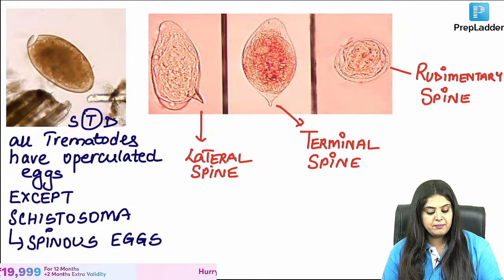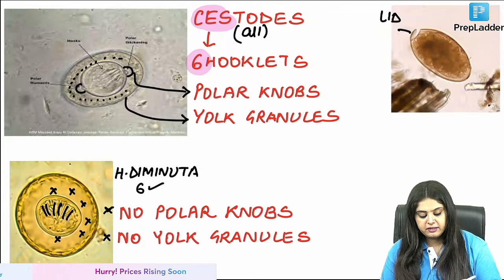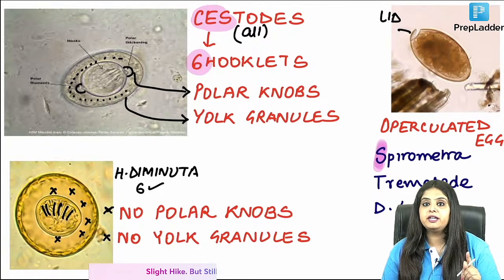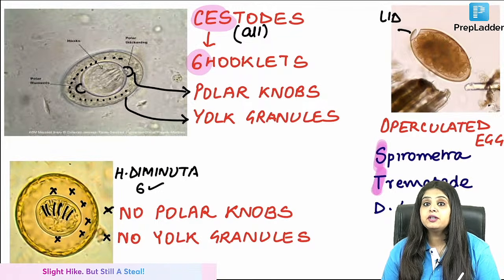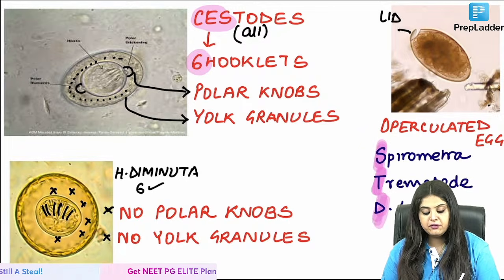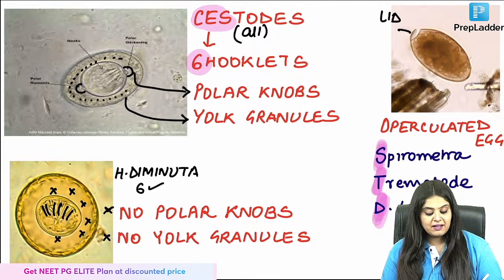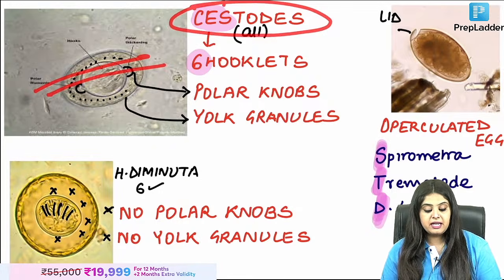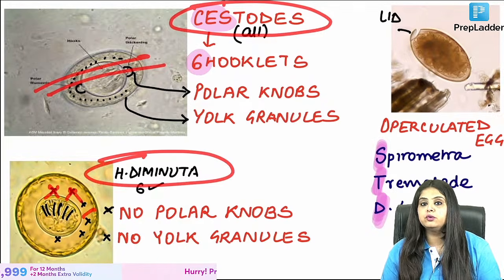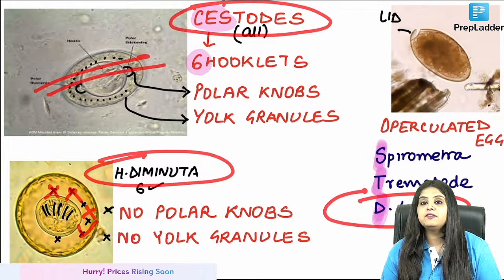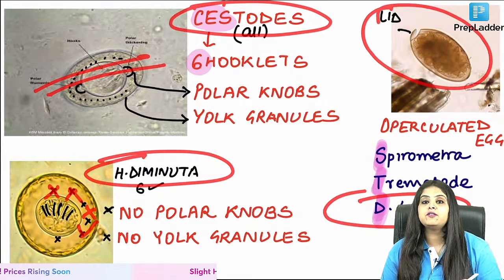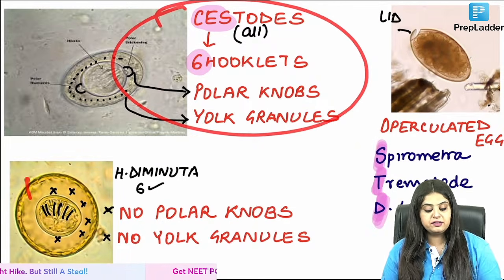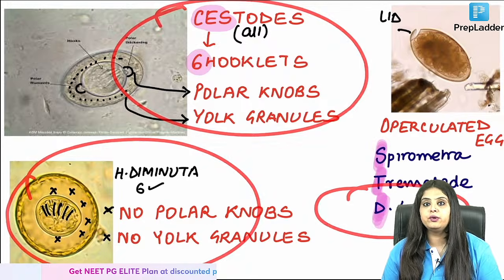What is STD, ma'am? Please write it down. S for Spirometra, T for trematodes, all trematodes, and D for Diphyllobothrium latum. I want to ask you a question. All cestodes have this 6 hooklet egg, but H diminuta says no knobs, no yolk granules, and D latum, which is a cestode, that says what? I will have an operculated egg. Cestode family done. All cestodes have 6 hooklet eggs. H diminuta is different, D latum is going to be operculated.